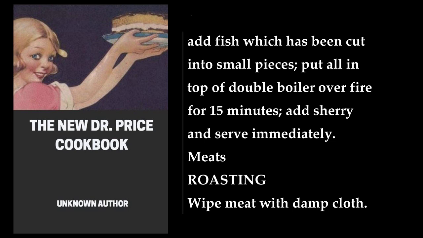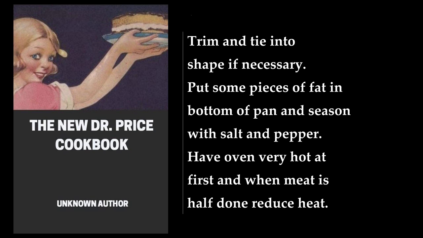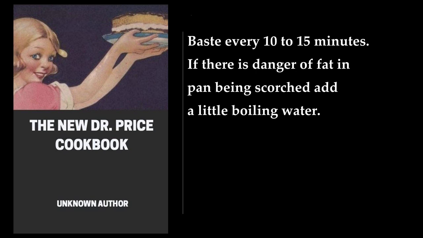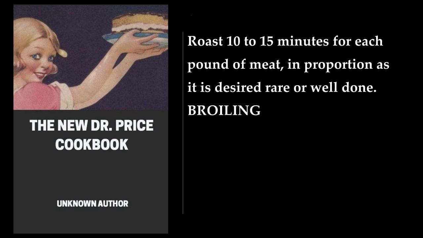Meats. Roasting. Wipe meat with damp cloth. Trim and tie into shape if necessary. Put some pieces of fat in bottom of pan and season with salt and pepper. Have oven very hot at first and when meat is half done reduce heat. Baste every 10 to 15 minutes. If there is danger of fat in pan being scorched, add a little boiling water. Roast 10 to 15 minutes for each pound of meat, in proportion as it is desired rare or well done.